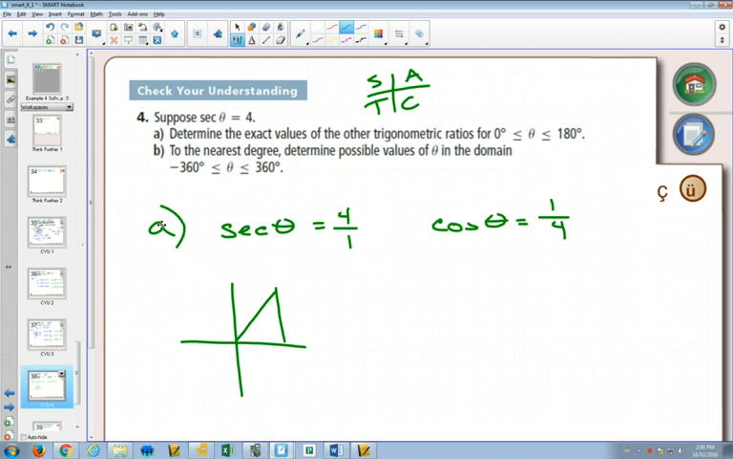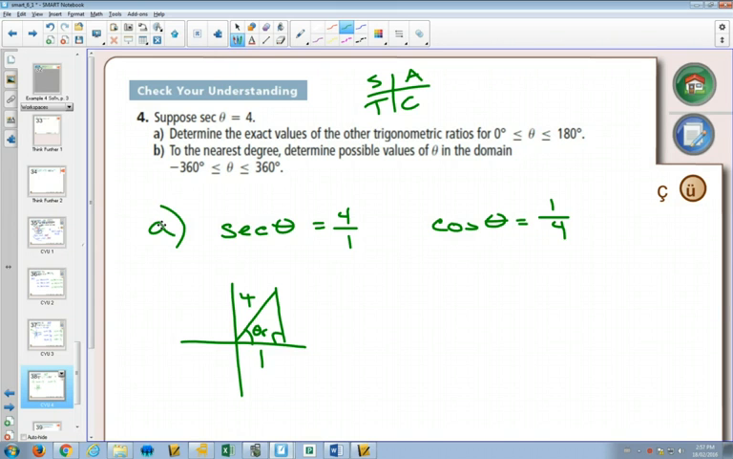Good? What can I label on this triangle? How long is the hypotenuse? 4. Where's the 1 going to go? Adjacent. So which is the adjacent? Because I have no angles labeled here, it's going to be the x-axis, because this is our reference angle. We're always thinking about our reference angle to the nearest x-axis, and that's what we base our labels on.